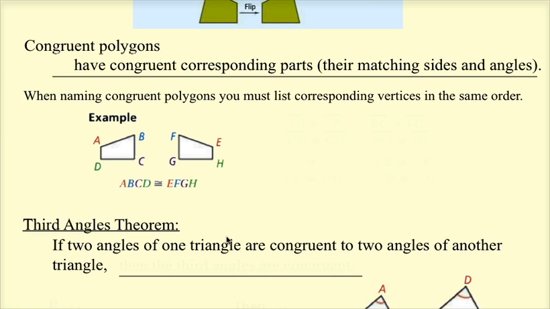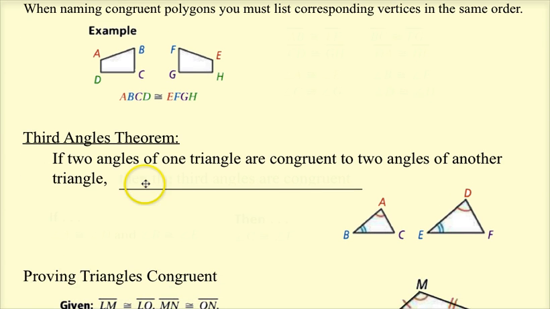All right, now we have the third angles theorem. The third angles theorem says if two angles of one triangle are congruent to two angles of another triangle, so we're going to look at the picture right here. I have two angles of this triangle congruent to two angles of another triangle. And I know that angle A is congruent to angle D. They're the same color, but I also have this one little arc mark. So the one arc mark matches up with the one, and angle B matches up with angle E.